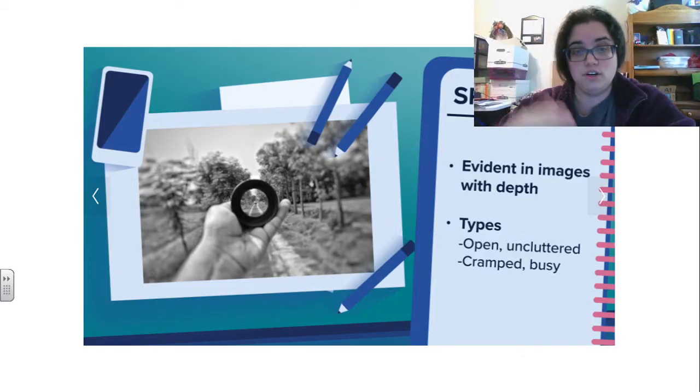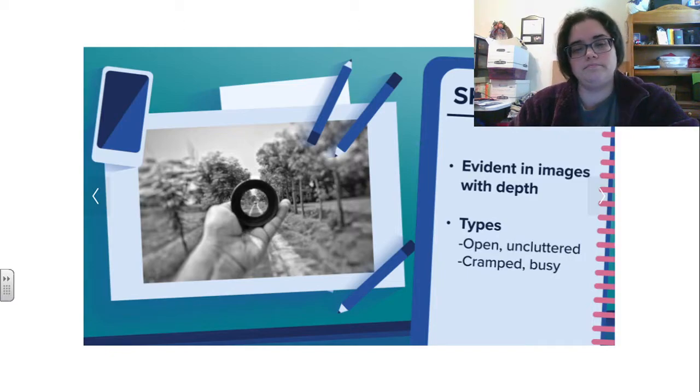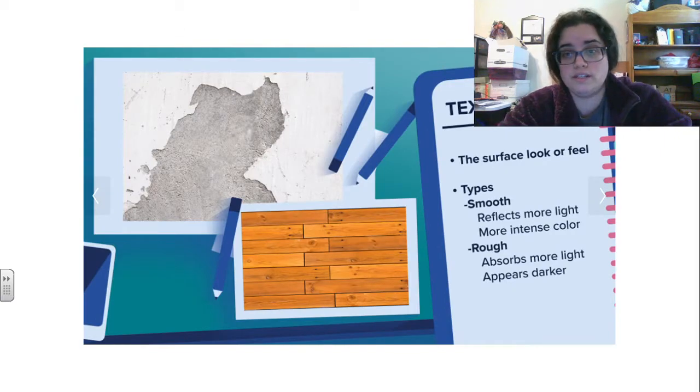And you can have open spaces. You can have cramped looking spaces. Things can be cluttered or busy. And that's kind of the use of space, is sort of where things are fitting together or where there's a gap. And texture is the look of the surface.